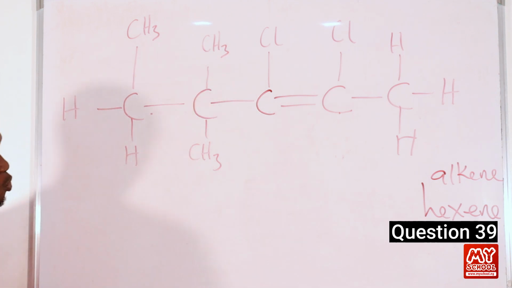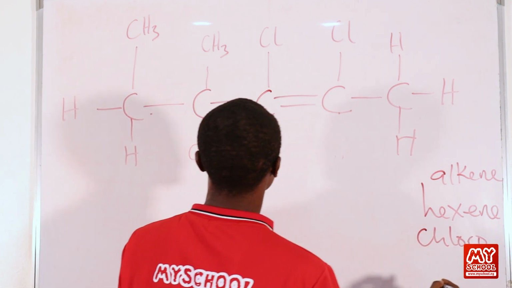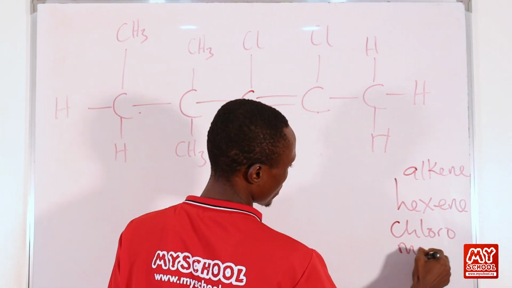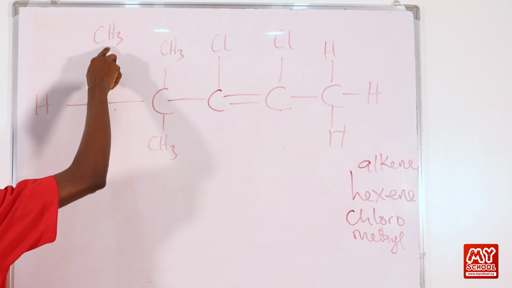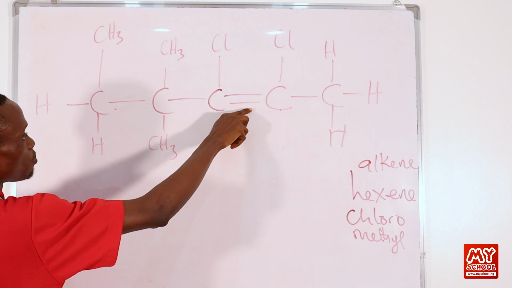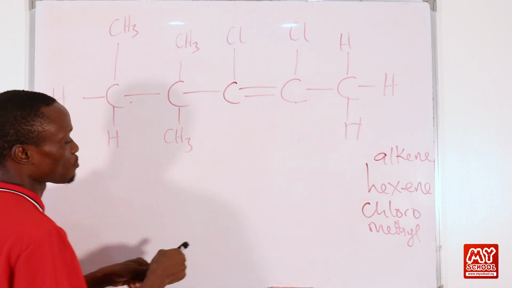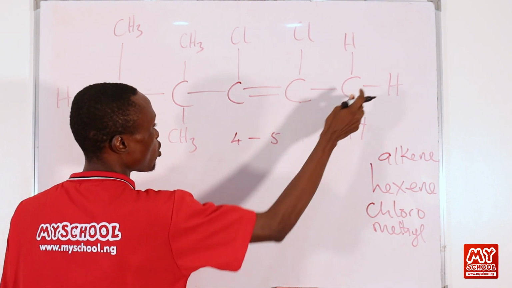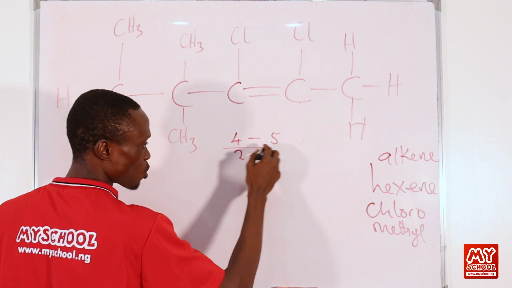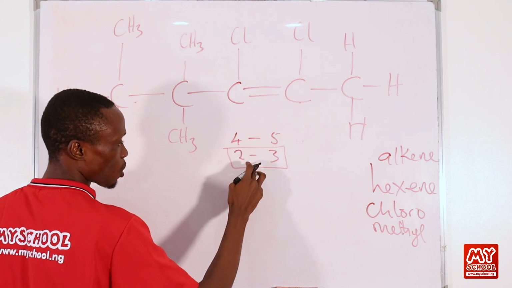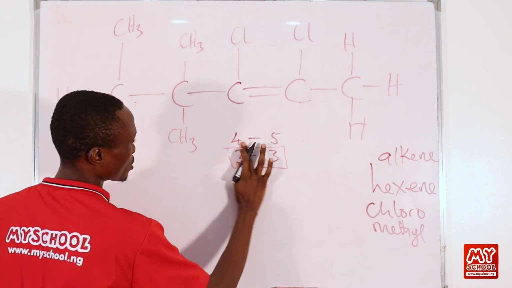If we want to name this, of course, chlorine you call chloro, while CH3 you call methyl. Of course, if I start my counting from here, our double bond is going to occur between carbon number 4 and carbon number 5. So in that case, we have 4 and 5. But if we start from here, we have 2 and 3. So we take the smaller one, the lesser number. In this case, we say this double bond is attached to carbon number 2. So take note of that.